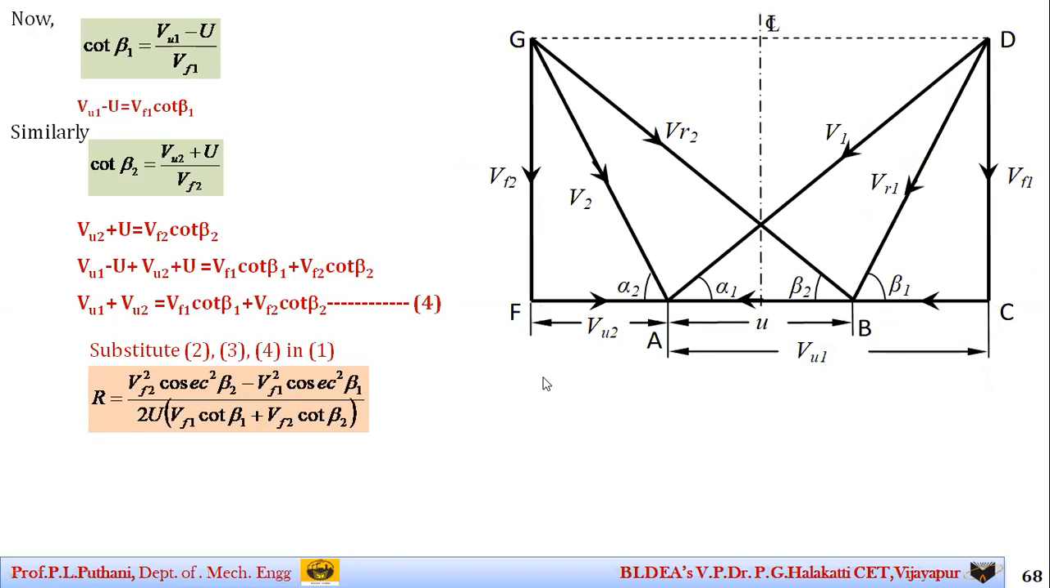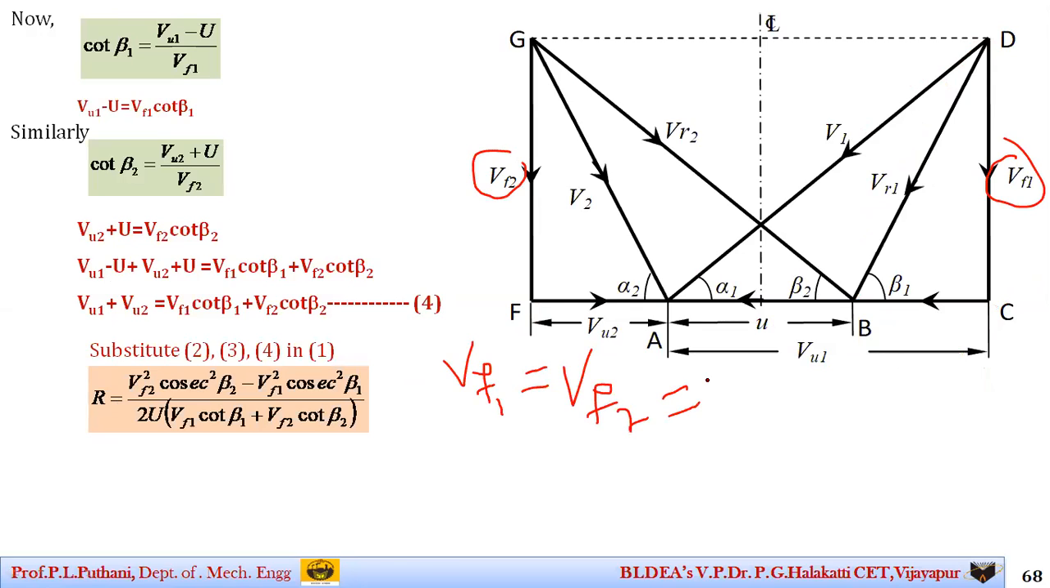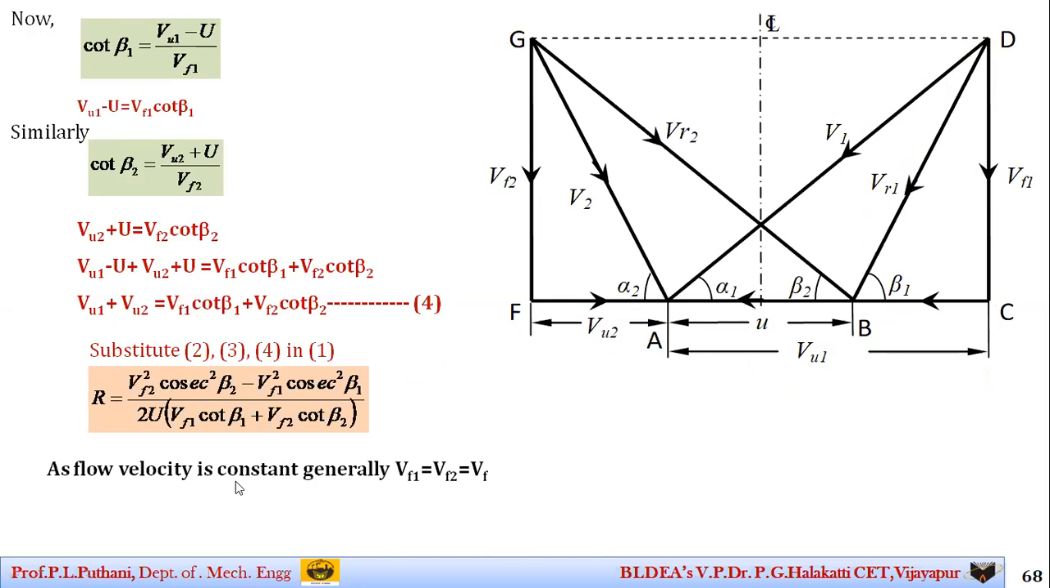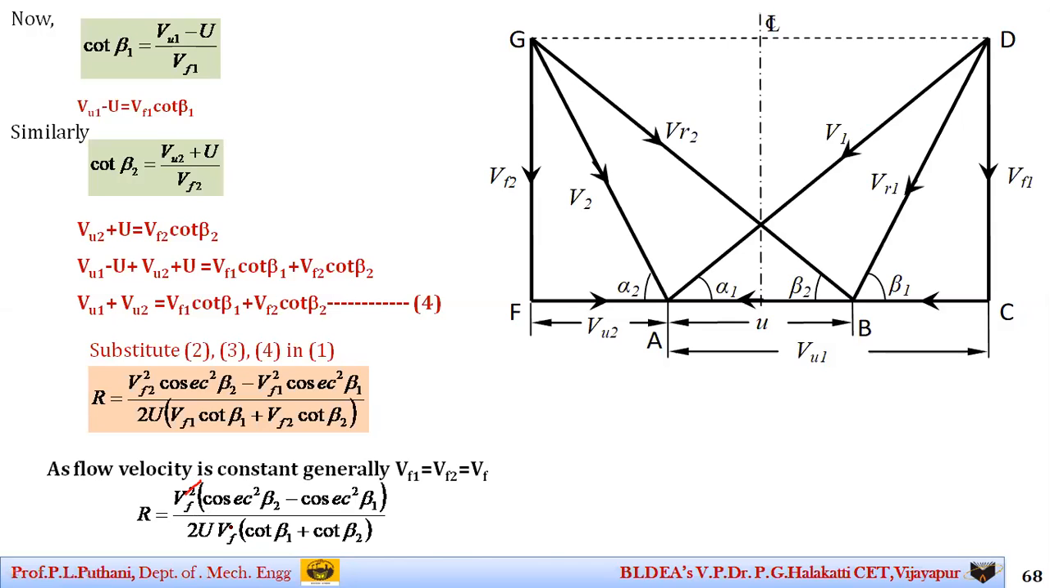Students, please observe here. I have said previously that in reaction turbines the values of Vf2 and Vf1 are the same, so I can take Vf1 equal to Vf2 equal to Vf. If I substitute this in this particular equation, you can see Vf is common on both sides, so automatically after simplification I get it in this form. That is, the flow velocity is constant. You can see here the cancellations can be done. Here it gets cancelled, here it gets cancelled.